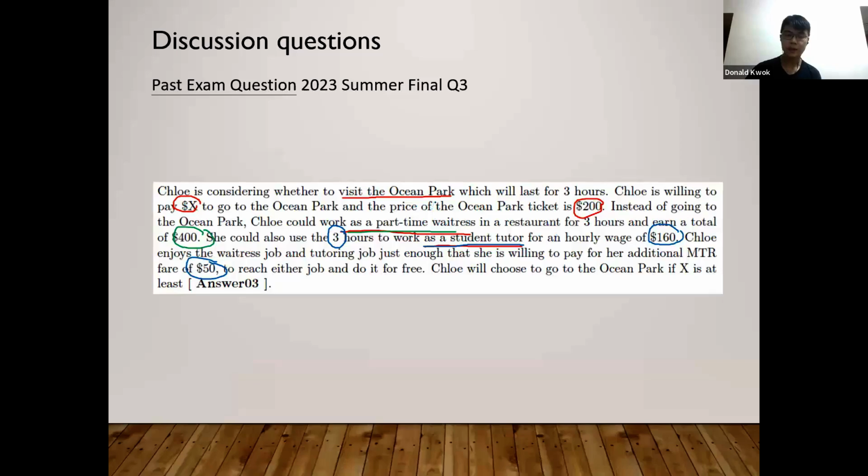Let me take the economic surplus of working as a part-time waitress as an example. So on one hand, this $50 will be treated as a willingness to pay, or the benefit of working as a waitress. So the benefit side, you need to add 50. But on the other side, this $50 can be treated as a MTR fare, right? So this is the cost of going to work. So you need to subtract that by 50 at the same time. So this is why the $50 is kind of cancel out each other. And this is why I did not include this $50 in the economic surplus of the waitress or the tutor job.